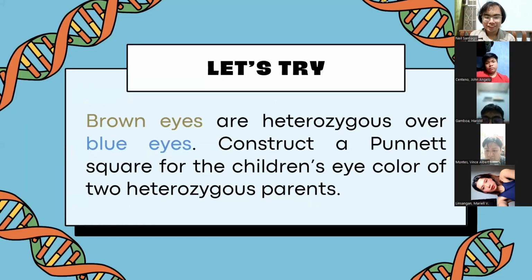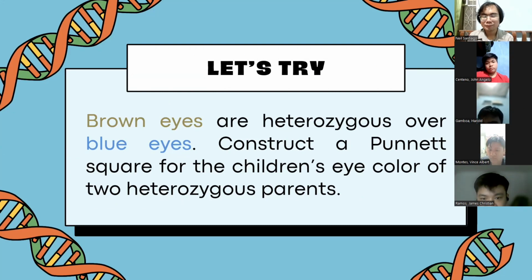Mr. Ramos, can you please read this example problem? Brown eyes are dominant over blue eyes. Construct a Punnett square for the children's eye color of 2 heterozygous parents.